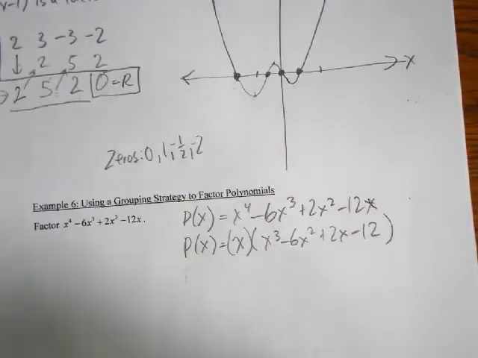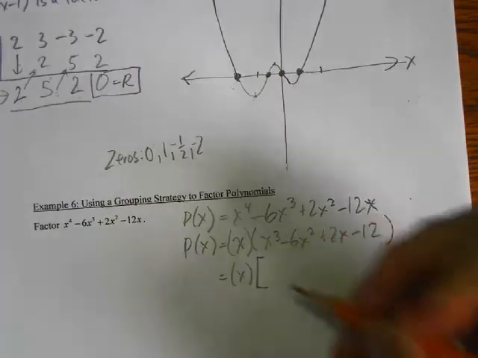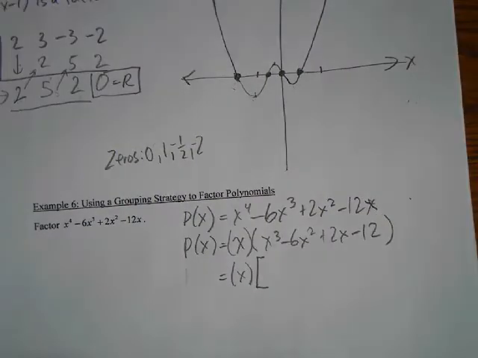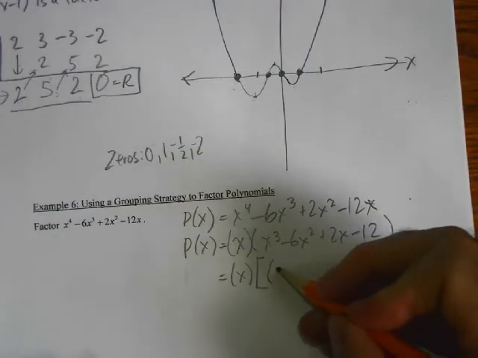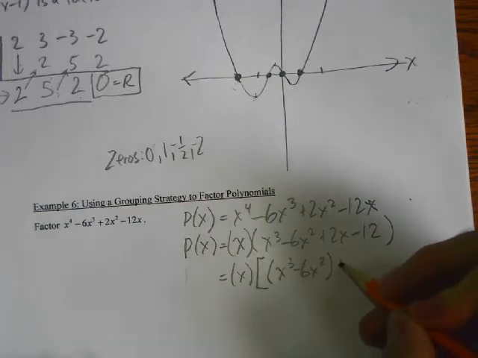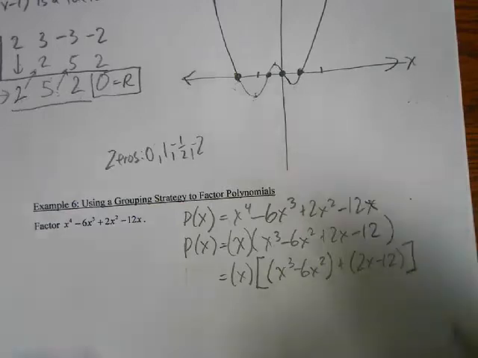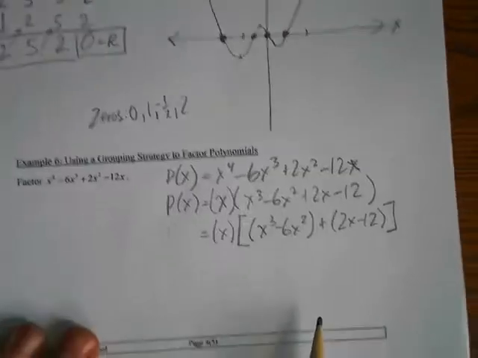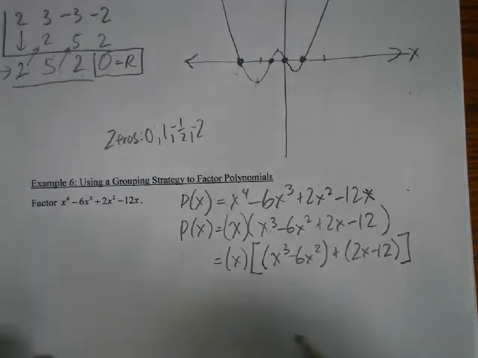Let's group these. So the x stays outside, so I'm going to use big square brackets. Okay, save myself a bit of time. I'm going to group it right away. x cubed minus 6x squared plus 2x minus 12, close square bracket. And now we're going to remember factor by grouping. We group them and then we find a common factor for each group.